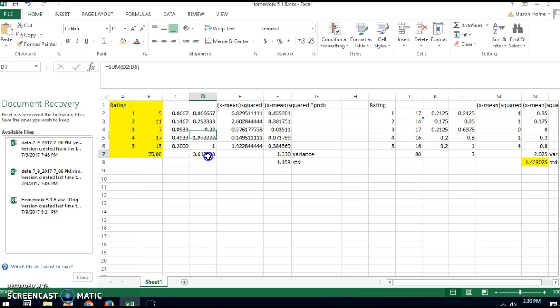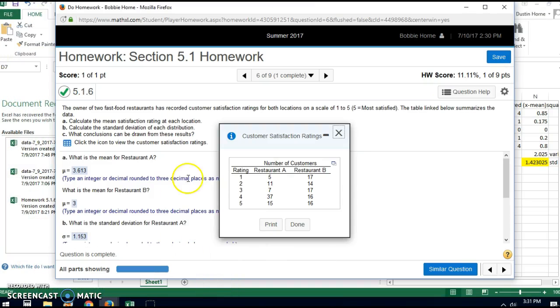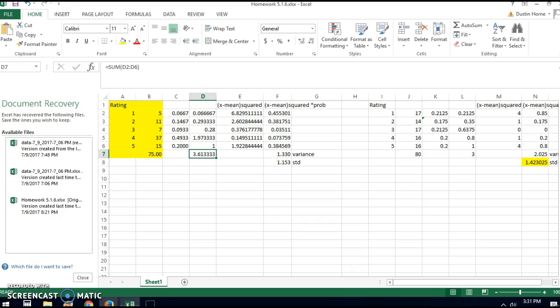Now, to get your mean, you're going to add these up, and that is going to give you your mean. So here's your mean. If you go back to the original, that's their mean for restaurant A. Now let's look at restaurant B. You would do it the same way. Here's your ratings. Here's your total. You have 80 customers for restaurant B.